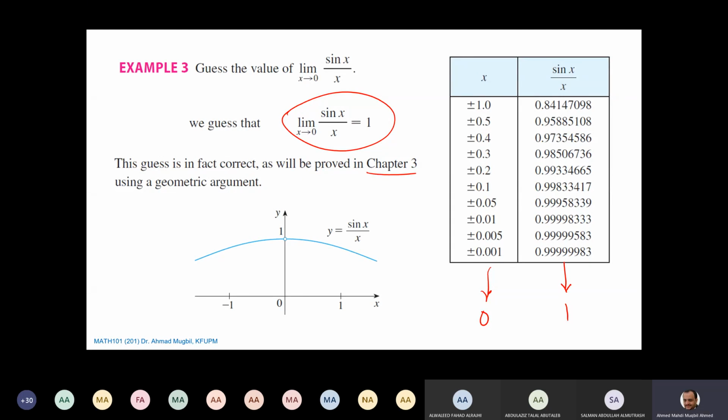This is the graph. If you have a graphing calculator, you can also sketch the graph like this. It is not easy to graph it manually. So look what happened. It is not defined at 0. If you put 0, you have a 0 in the denominator, so it cannot be defined at 0. But when x approaches 0 from the right or from the left, the limit of the function approaches 1.